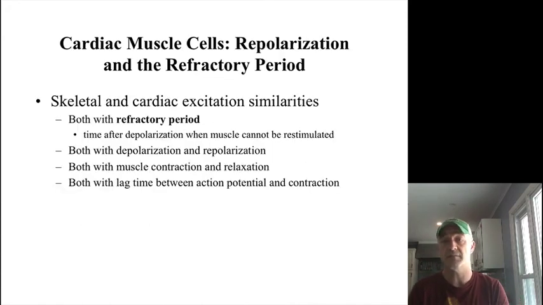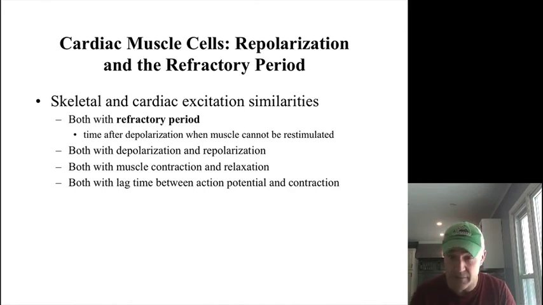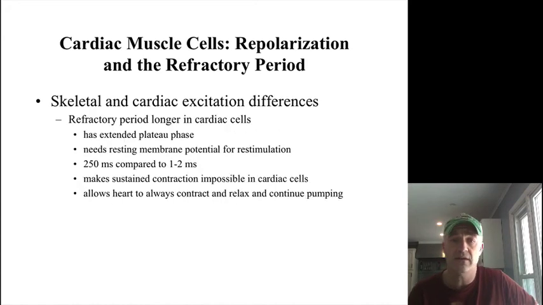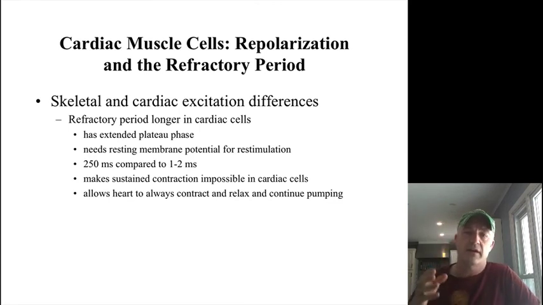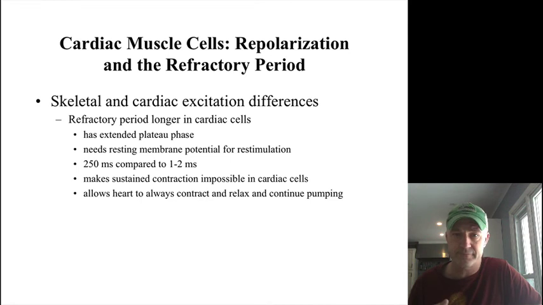Again, with skeletal and cardiac muscle, we both have a refractory period. What we see with cardiac muscle is a much longer refractory period. Skeletal muscle is much shorter. There is going to be this depolarization, repolarization, this contraction, relaxation cycle, with a lag time between when you actually trigger the action potential and when you get the contraction. What we end up seeing with cardiac muscle is the refractory period is way longer. We have this extended plateau phase. It's about 100 times longer of this kind of refractory period relative to skeletal muscle.